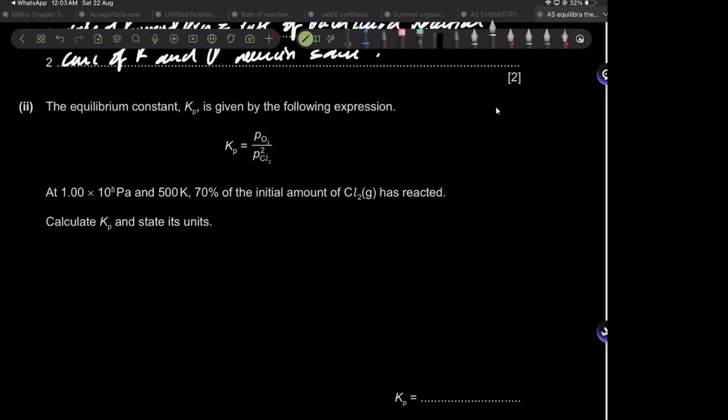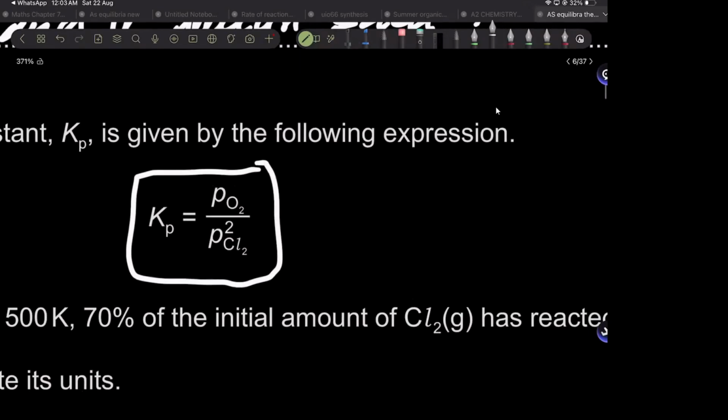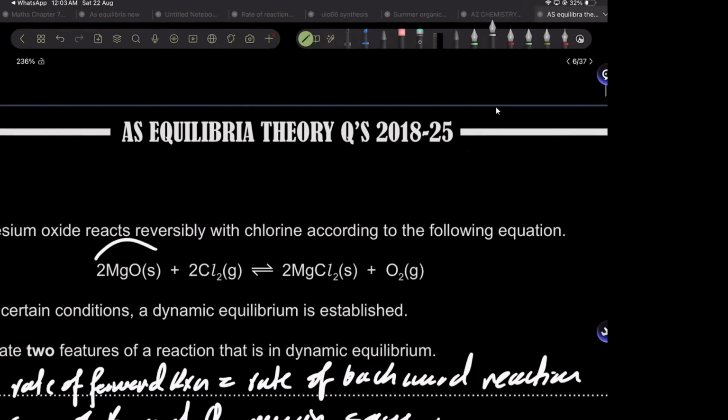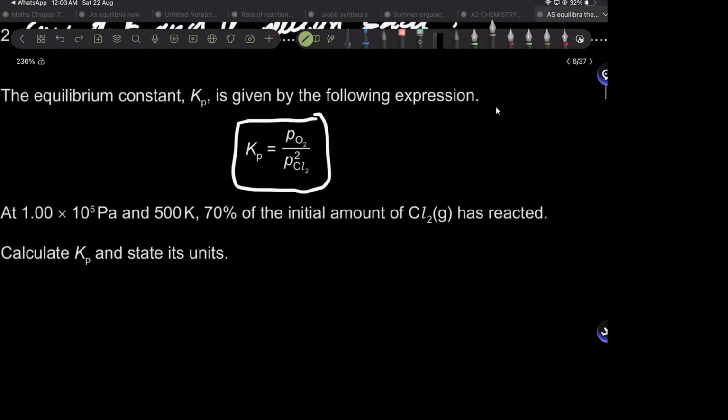So the next part says the equilibrium constant Kp is given by the following expression. We've been given the expression, so let's read it out. It's the partial pressure of O2 from the right hand side divided by the partial pressure of Cl2 squared, right? So why did we not mention MgO from the left hand side and MgCl2 from the right hand side in Kp? Because they're both solids, and in Kp we only write the gaseous phase. That's why only these two were shown.